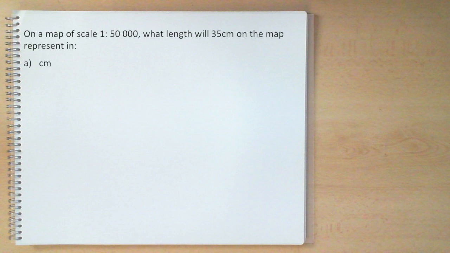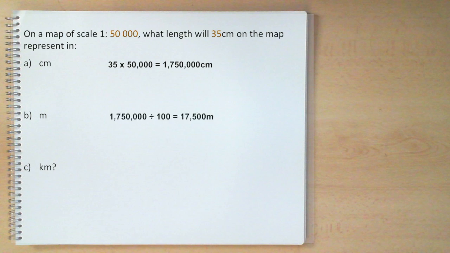So here's an example. On a map scale 1 to 50,000, what length on the map will 35 centimetres be in real life, in centimetres, then in metres, then in kilometres? We're doing it this way to show that if you work through this process, you can work out what that distance means in any of those units. So first of all, in centimetres. Well, 35 centimetres on the map, it's 1 to 50,000, so it's 35 times 50,000, and that equals 1,750,000 centimetres.